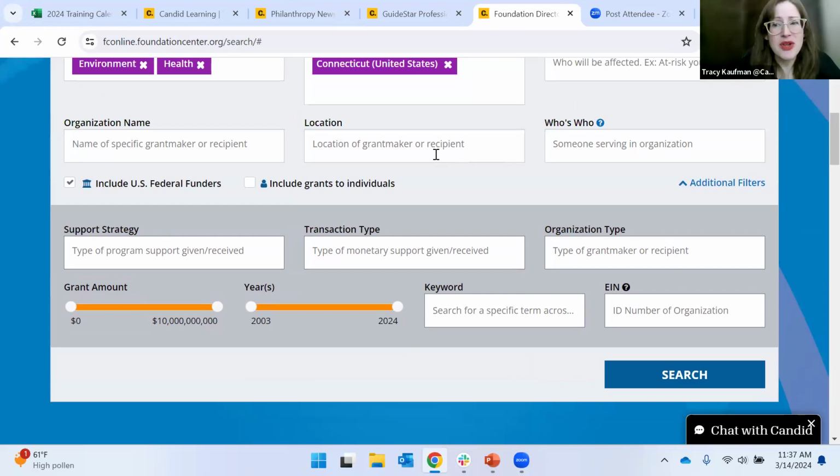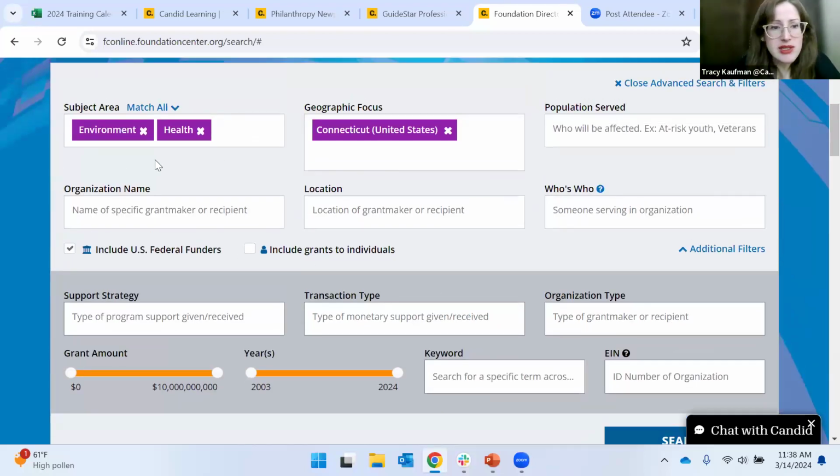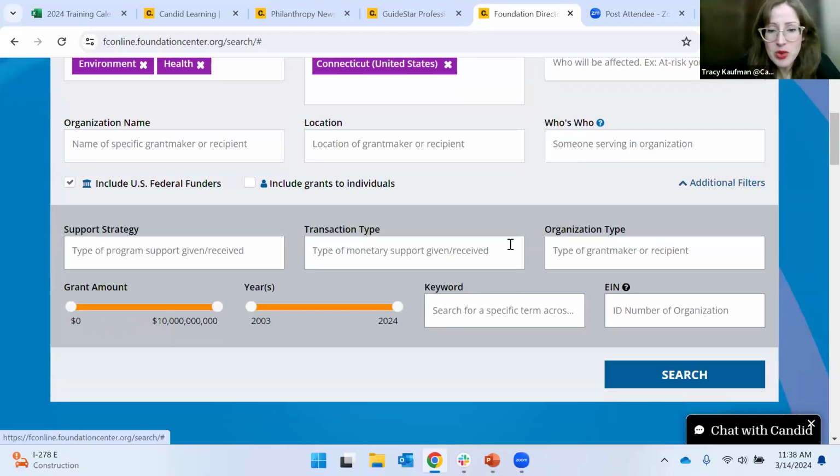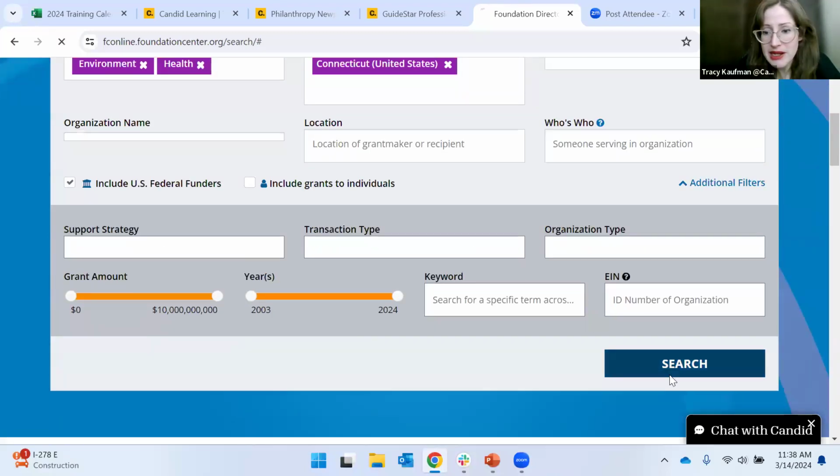And then, of course, if you have a funder in mind already that you want to look up, you can put them under organization name and just go straight to them. Or if you want to look up other nonprofits that are similar to yourself and find out who has been funding them in the past, you can look them up under organization name as well. It's good for both grant makers and grant recipients. Anyway, let's do a search and see who is funding environmental organizations in Connecticut.